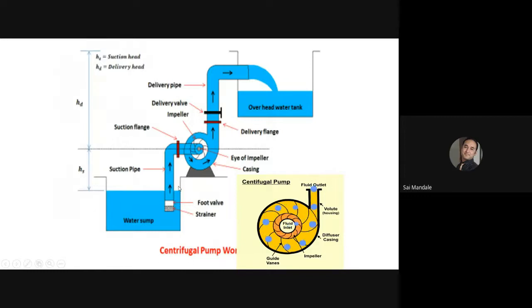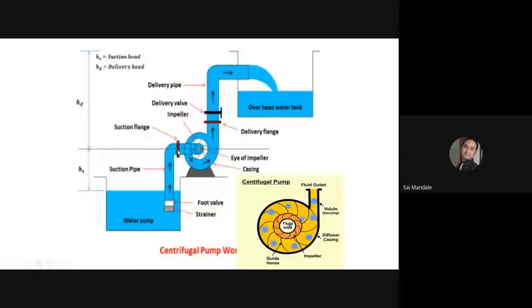Okay. The second is the footwall. Footwall is one type of valve which is a one-way valve. One-way valve stands for it allows water to flow in only one direction. Once the valve is open, the water is allowed to go in the upward direction only. If the pump is stopped, the water is trapped in that pipeline only. So water is not allowed to come down, not allowed to come out of the system, as the footwall is only a one-way valve.